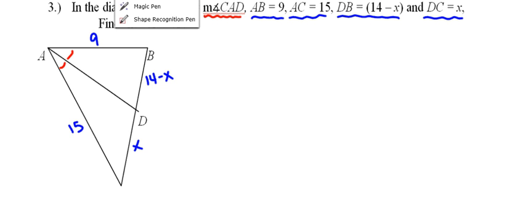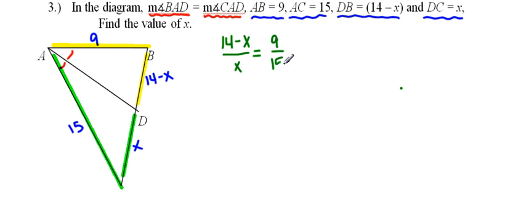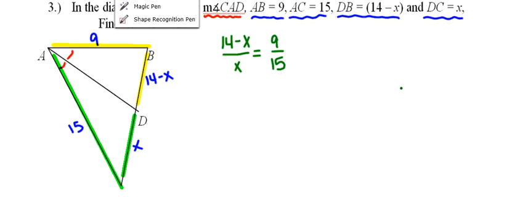Because of that angle bisector, I know that if I compare the relationship between side BD and side DC, that's the same as the relationship between AB and AC. So if I fill in the spots in that proportion, 14 minus x over x is equal to 9 over 15. Now at this point, I'm tempted to go ahead and cross multiply right away.